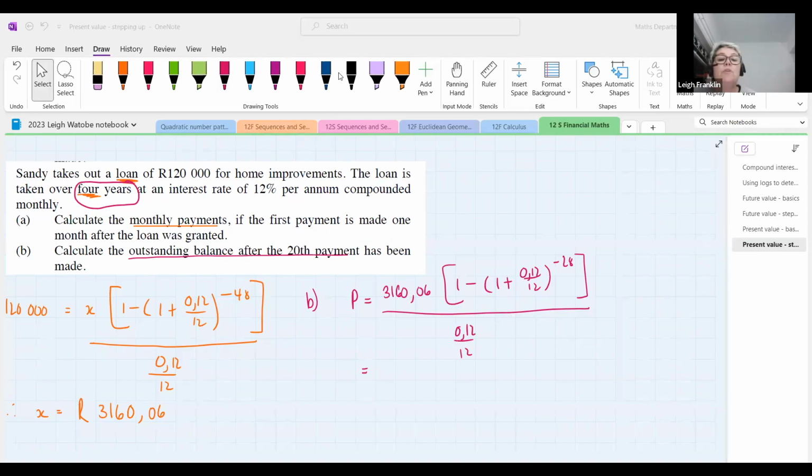Yes, Sisipo, you did get a different answer. I'm not sure what you did there. We were trying to work out the value of X, her monthly payment. Okay, I'm going to explain it in two different ways.